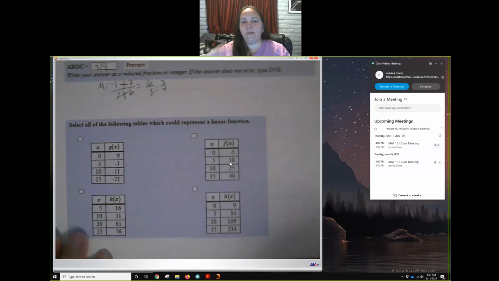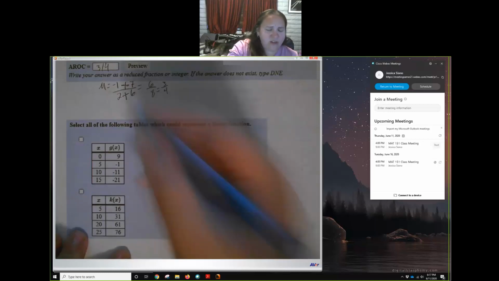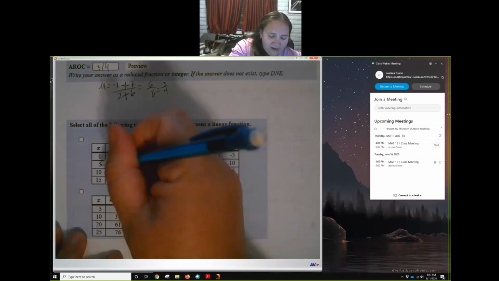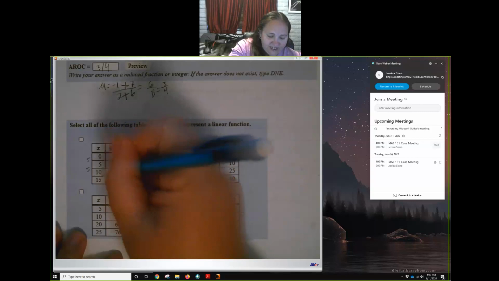Now, to determine whether or not something is a function, you need to have a constant rate of change. So your ratio of rise to run has to be the same throughout the entire table. So in order to determine that, what you're going to do is you're going to find the differences of each set of points they give you. 5 minus 0 is 5. 10 minus 5 is 5. 15 minus 10 is 5.